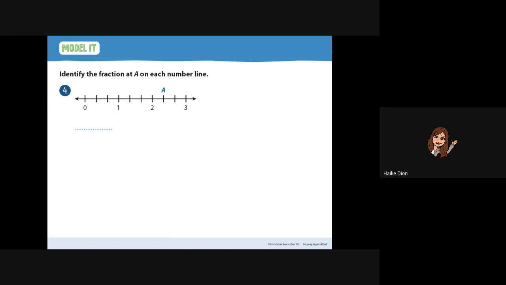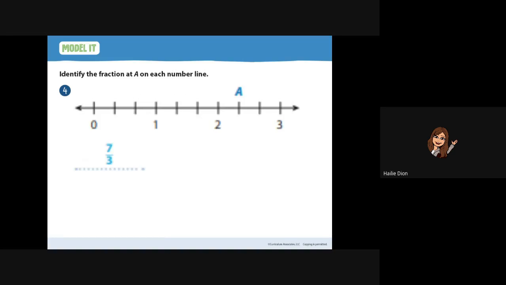But just to check, let's jump back to this 2. This fraction underneath the 2 would be 6/3. Now, what's 6 divided by 3? 2. So we know that that would be 2 as a whole number. And then, as always, we're just going to add to our numerator, not our denominator. So 6 plus 1 is 7. So A would be 7/3.